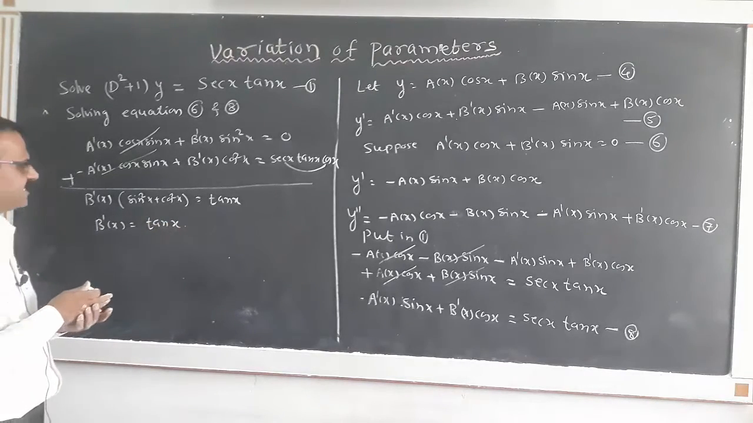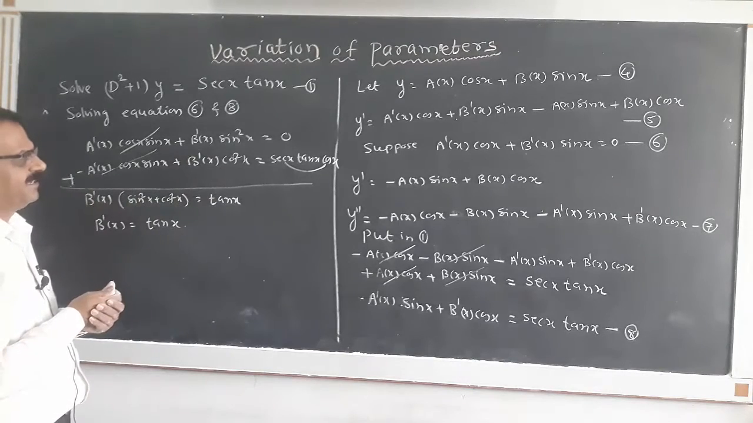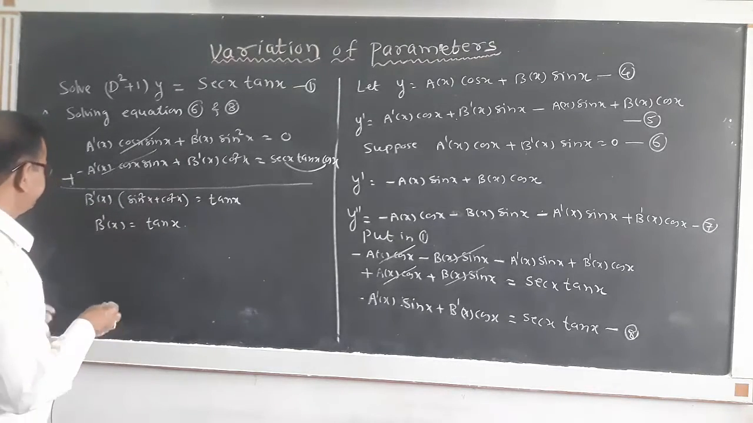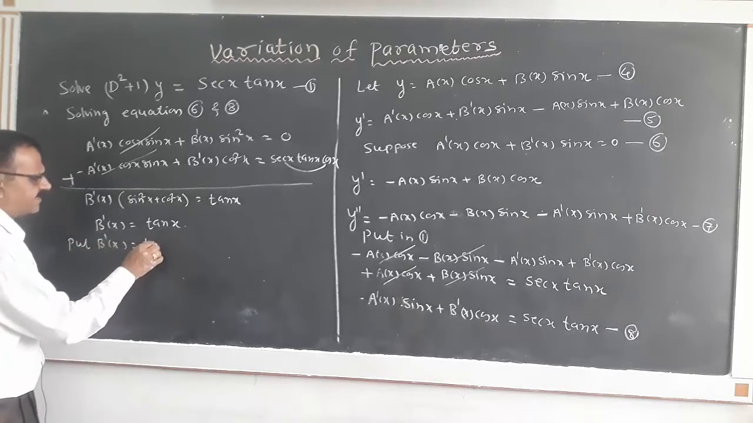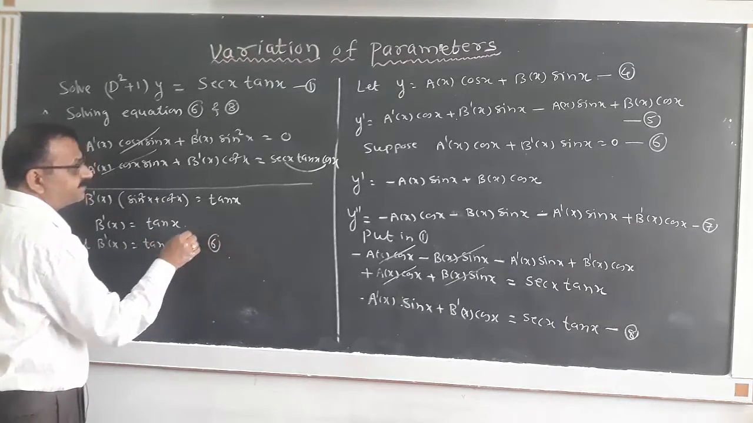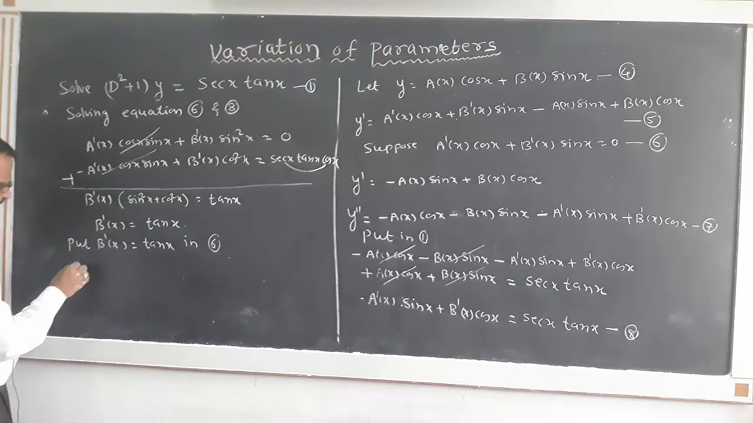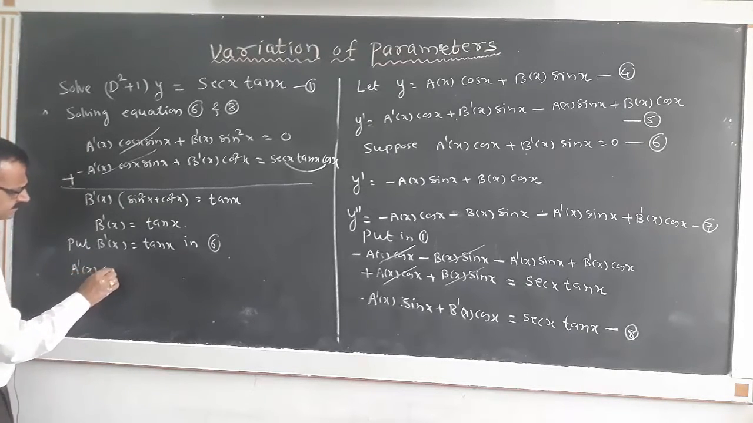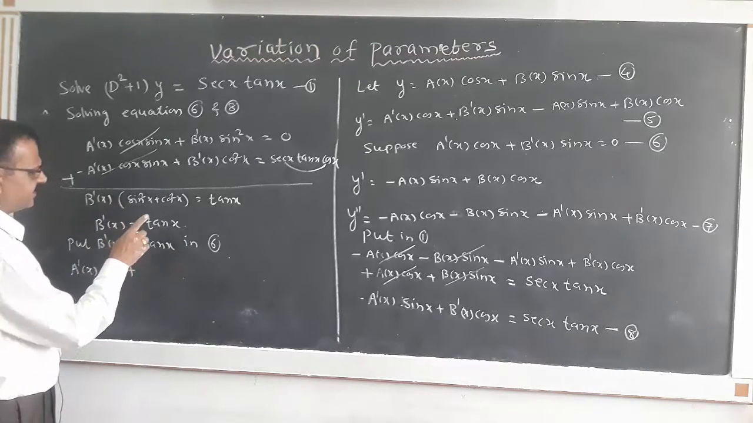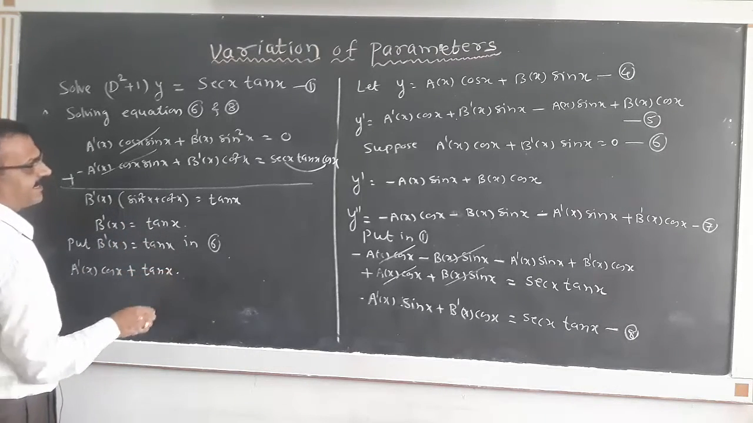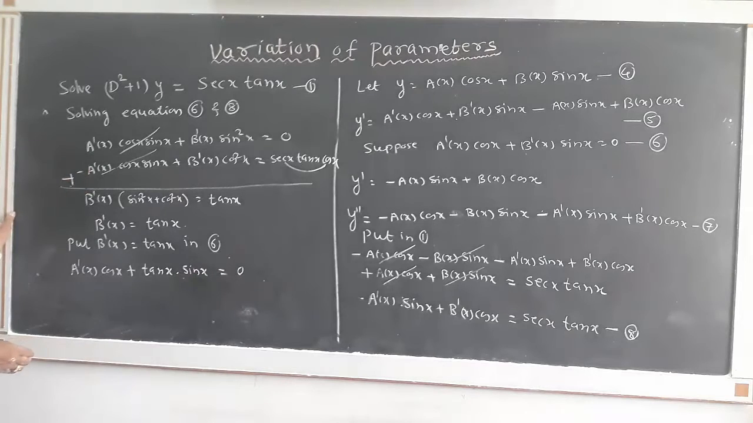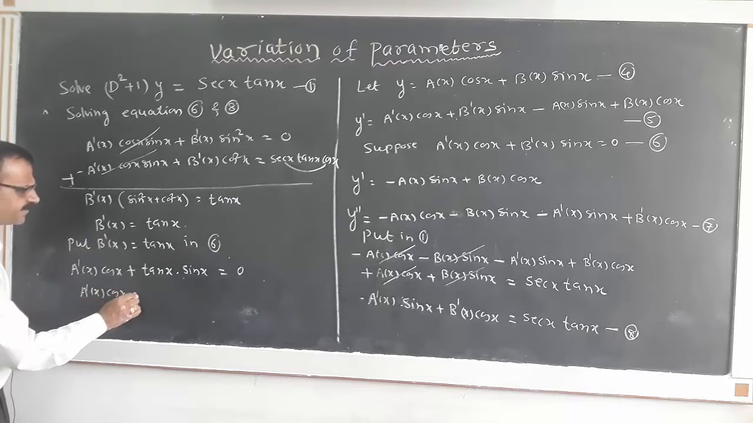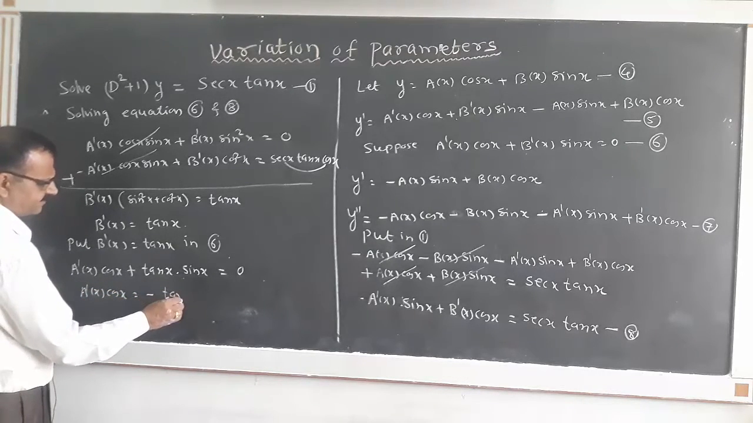Now, if I substitute b dash x equal to tan x in any one equation, I will get a dash x. Substituting in equation 6, put b dash x equal to tan x, we will get a dash x cos x plus tan x into sin x equal to 0. Therefore, a dash x cos x equal to minus tan x sin x.